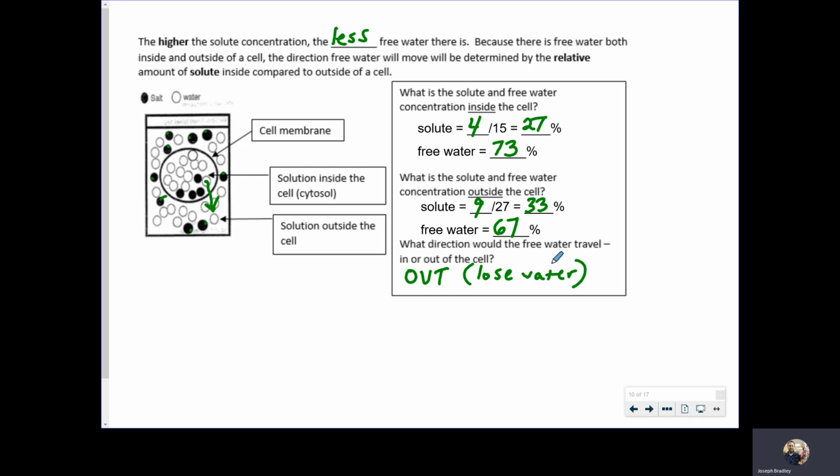Okay, so again, I did that because I see it has a higher concentration of solute outside than inside, but therefore it's going to have a higher free water concentration inside than outside. So water will move from high free water to low free water. Or you could say it goes from high solute to lower solute. Or sorry, from low solute to high solute.